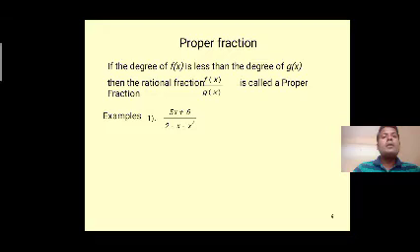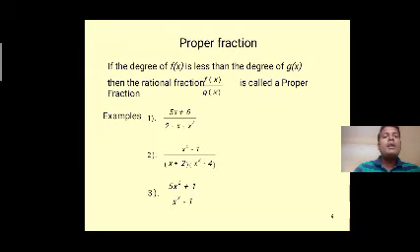We see the examples. 5x plus 6 divided by 2 minus x square. We observe here f of x is 5x plus 6 and g of x is 2 minus x square. Here you observe, the degree of f of x is less than the degree of g of x. Here the numerator degree is 1, the denominator degree is 2. So this type of fraction is called a proper fraction. We see another example, x square minus 1 divided by x plus 2 into x square minus 4. And also another example, 5x square plus 1 by x cube minus 1.